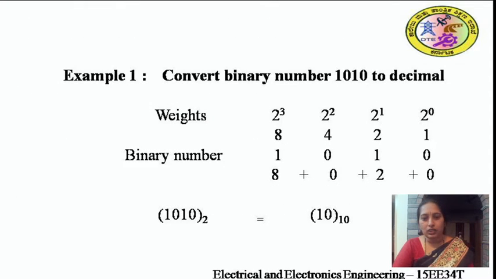Okay, let's take an example. Let's take the binary number 1010 and convert it into decimal.